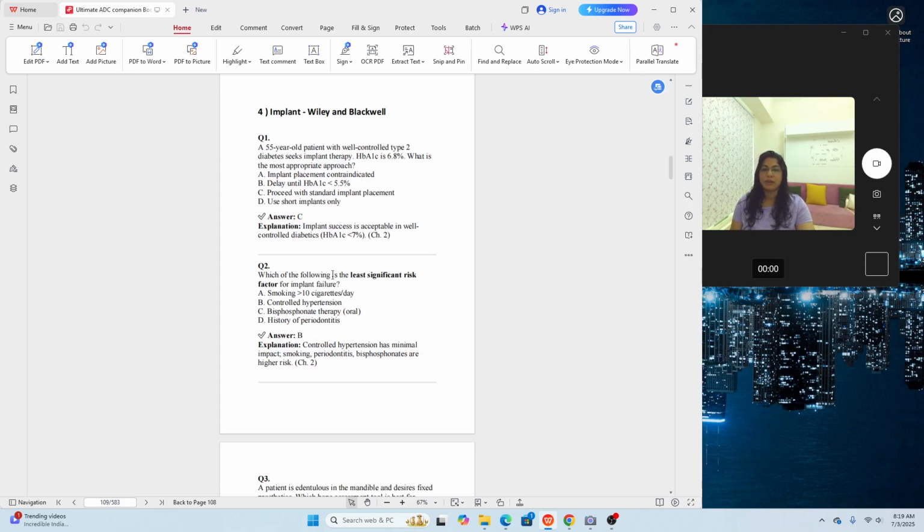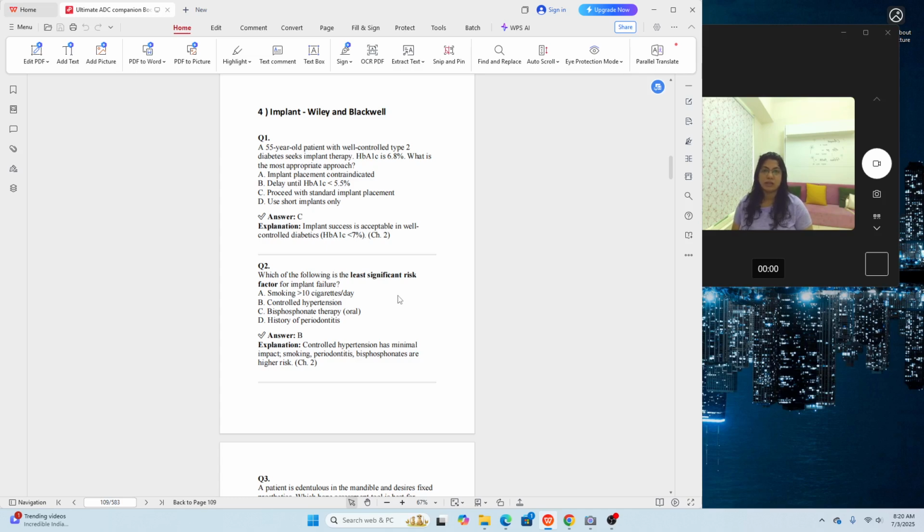Which of the following is the least significant risk factor for implant failure? Least, again the adjective, which means all the options can be correct, but you have to choose the least significant factor. Smoking more than 10 cigarettes a day, oh well, that's quite a significant risk factor. Controlled hypertension. Well, there is hypertension, so it is a risk factor, but it's controlled, so you can probably take that risk.